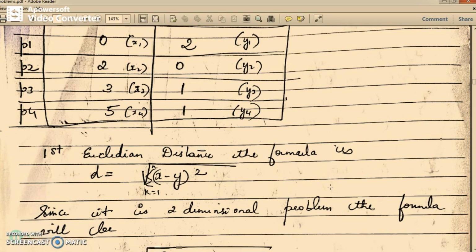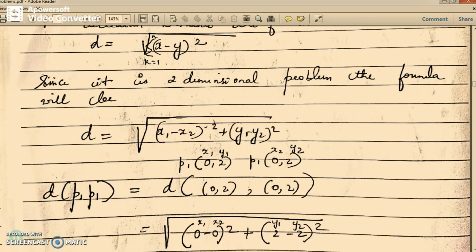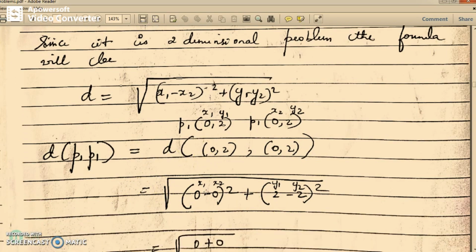Okay, just see. The formula is rewritten as x1 minus x2 or x2 minus x1. It's one and the same. x1 minus x2 the whole square plus y1 minus y2 the whole square. So here you can see 0 and 2 are the corresponding x coordinates, 0 and 2 again are the corresponding y coordinates. You take the square of those two, add their squares, and then the square root of that is given here.